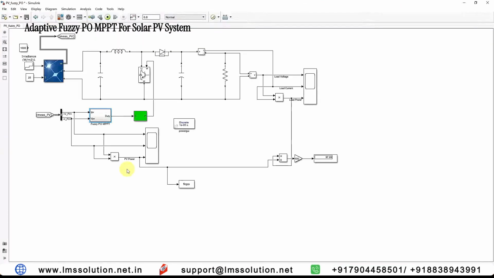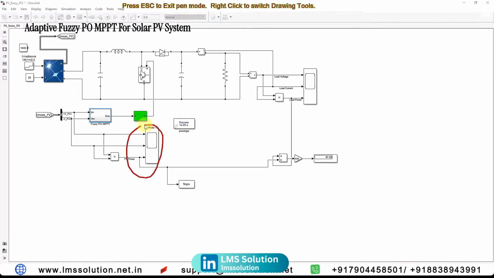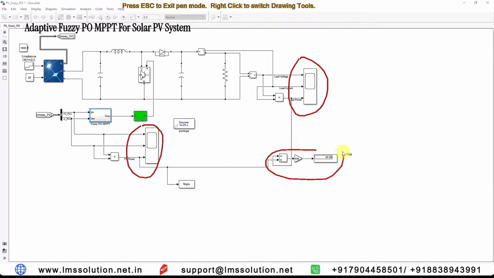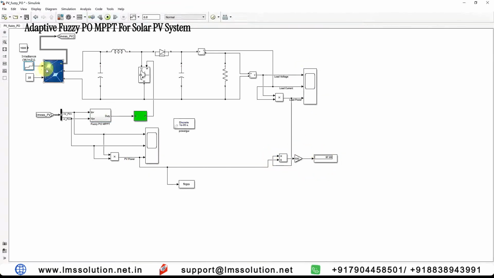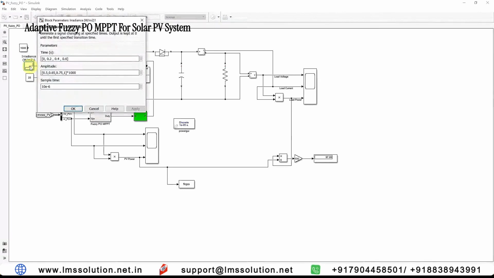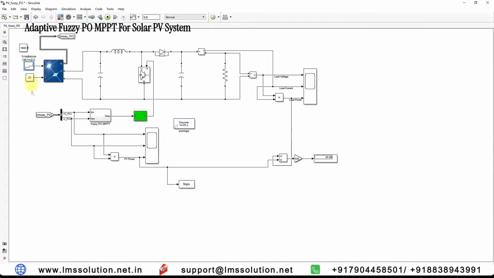Next, here we are measuring the PV parameters, PV voltage, current and PV power, and here we are measuring the load parameters, that means load voltage, load current and load power, and also the efficiency of the system. The solar PV is receiving two inputs, irradiation and temperature. Here I'm going to vary the irradiation from 500, 650, 750 and 1000 watts per meter square for every 0.2 seconds. I'm going to fix the temperature at 25 degrees Celsius, and then we will check the results of the system, whether the CMPPT extracted the power or not.